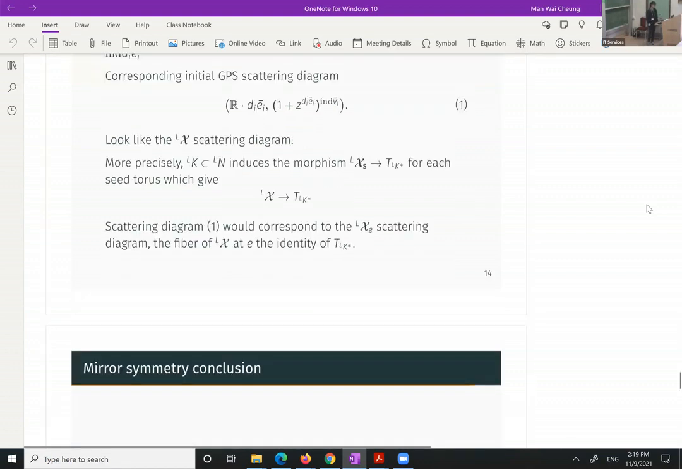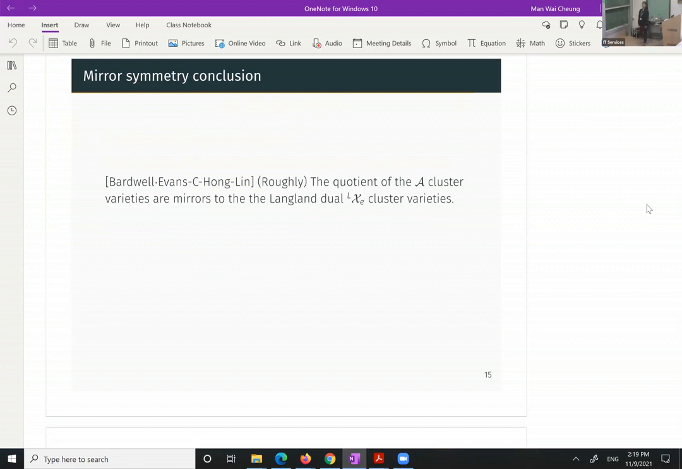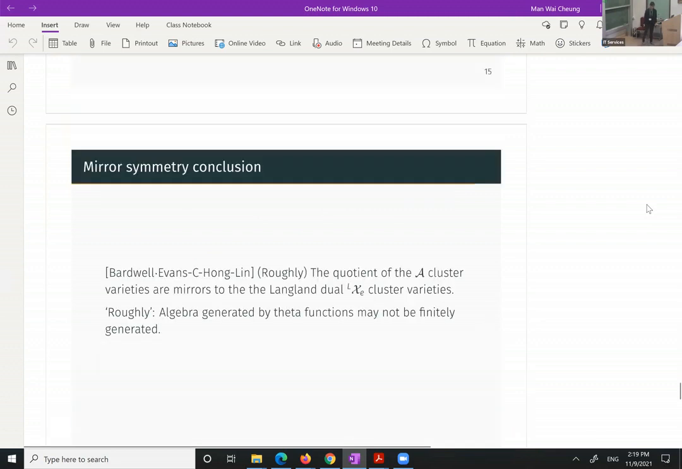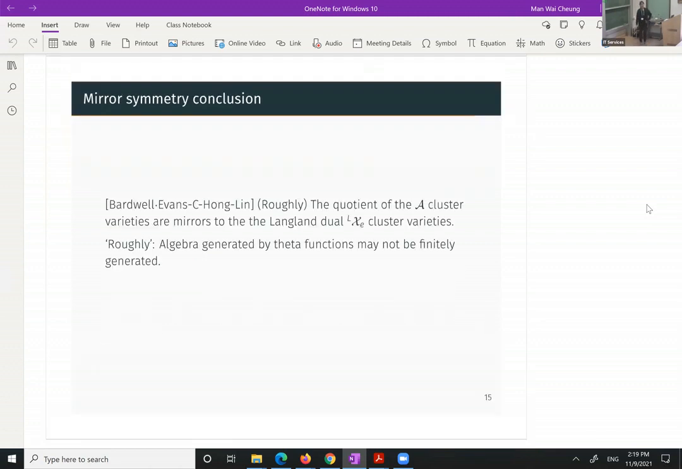So roughly speaking, this is what we obtain: the quotient of the A cluster variety, a mirror to the Lenhart-Stelle X variety at the fiber E. Here I use the term roughly, as many of you will be upset because the algebra generated by theta functions might not be finitely generated. I know you are going to ask me this question. But anyway, we do have the scattering diagram. In the case we have finite generatedness, we do have an algebra, then we can take the Spec of it. But even if not, we have the scattering diagram anyway.